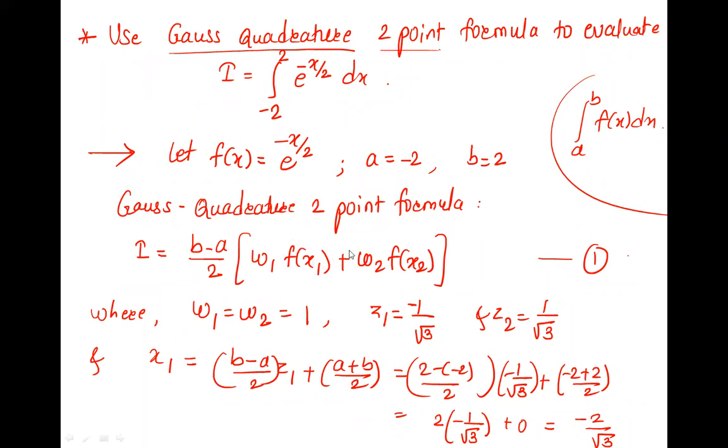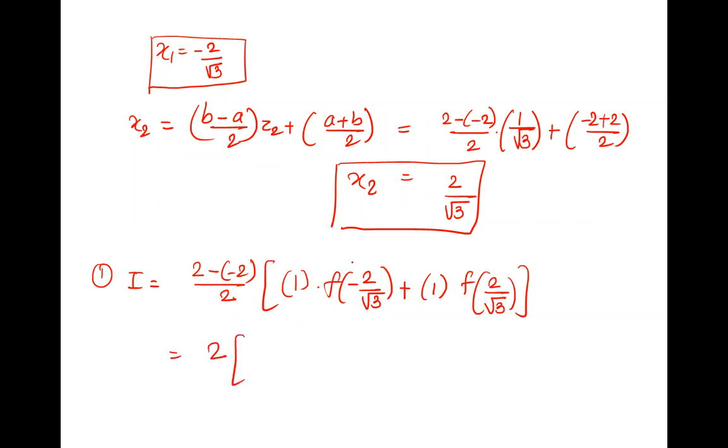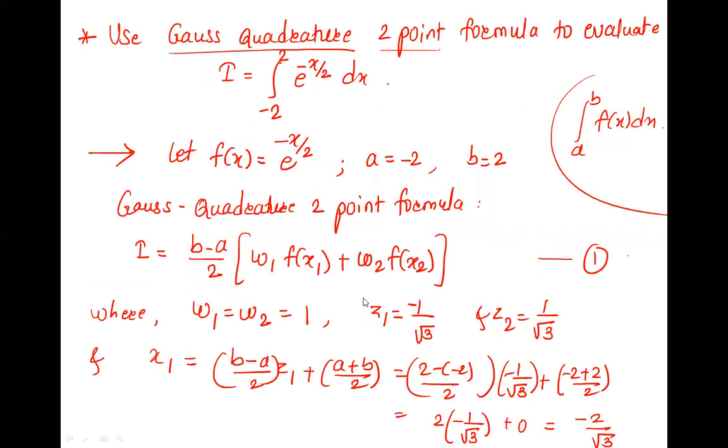And f of x1. So f of x1 is f of minus 2 by root 3. Plus W2. W2 is also 1 into f of x2. x2 is 2 by root 3. That is 2 plus 2, 4 by 2, that is 2 into f of minus 2 by root 3 plus f of 2 by root 3. We have f of x here. So in this, you can take it on the calculator.